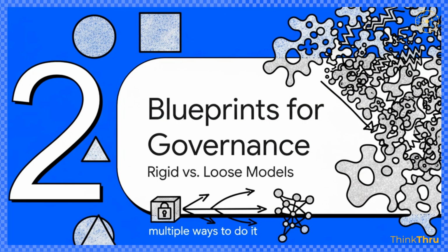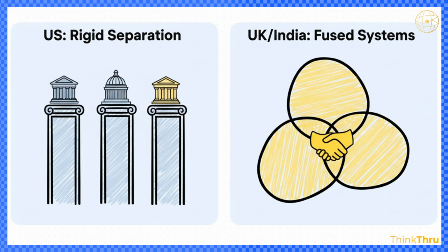Okay, so that's the theory. But theory is one thing. What happens when the rubber meets the road and you actually try to build a government this way? Well, it turns out there isn't just one way to do it. In the real world, countries have basically developed 2 main flavors.